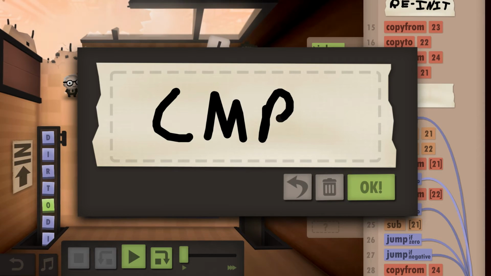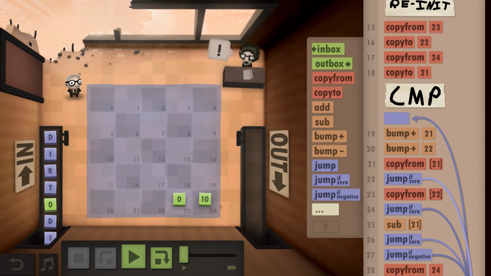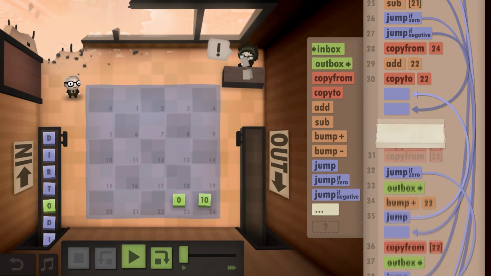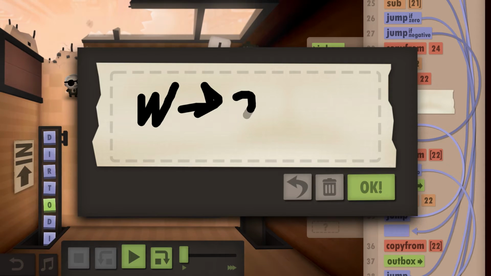That was horrible. I really hate trying to draw right on a computer. I really do, especially using a mouse. This is the comparing method, and then these out here are the word to out.